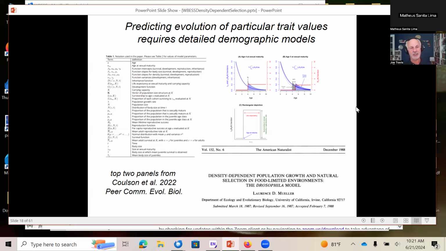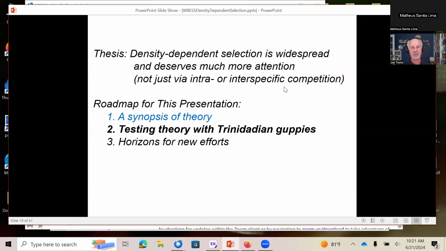That means that our simple definition of density dependent selection, drawing a simple contrast between unlimited and limited environments, hides a rich diversity of theoretical possibilities. And again, I emphasize to you that the important distinction is between populations in an unlimited environment and populations in a limiting environment. Well, that was my synopsis of theory.